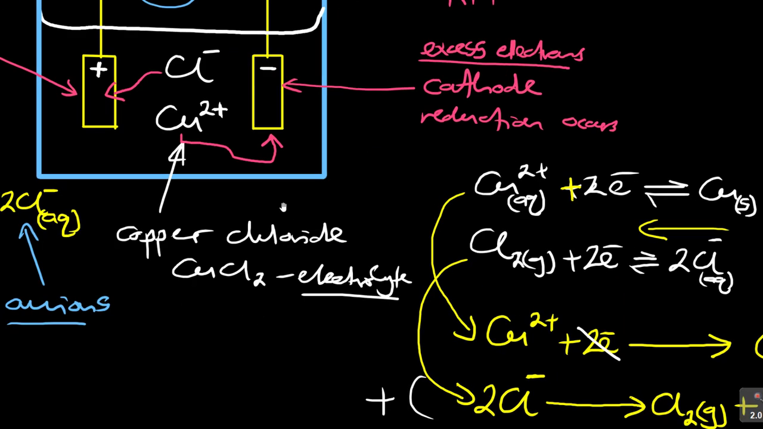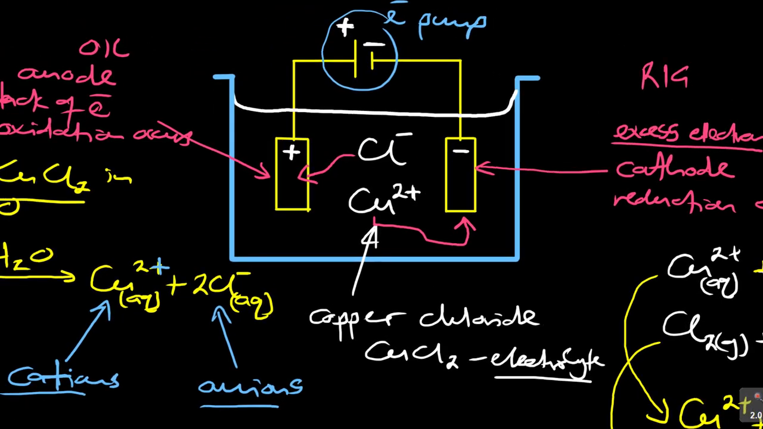But if you go to this cell now, what am I going to observe? I'm going to observe bubbles forming in here. There will be bubbles surrounding this particular electrode, the positive electrode. We called it the anode. You'll see bubbles surrounding here. And then on the other side, the copper electrode, we expect it to be covered with a layer of copper. That is what you're going to observe.